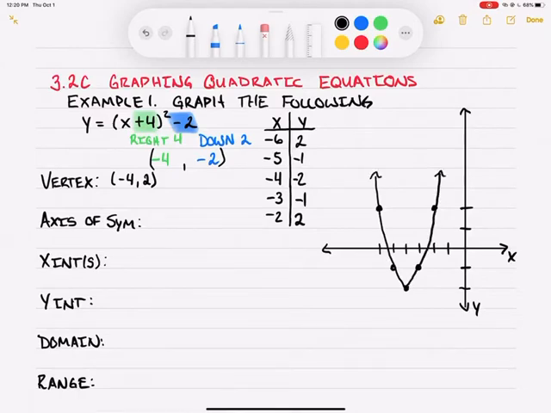If I connect those dots, it will give me the graph of my quadratic function. And I can find everything else that I need from here. My vertex is at the point negative 4, negative 2. So that's there. Again, that's the vertex.